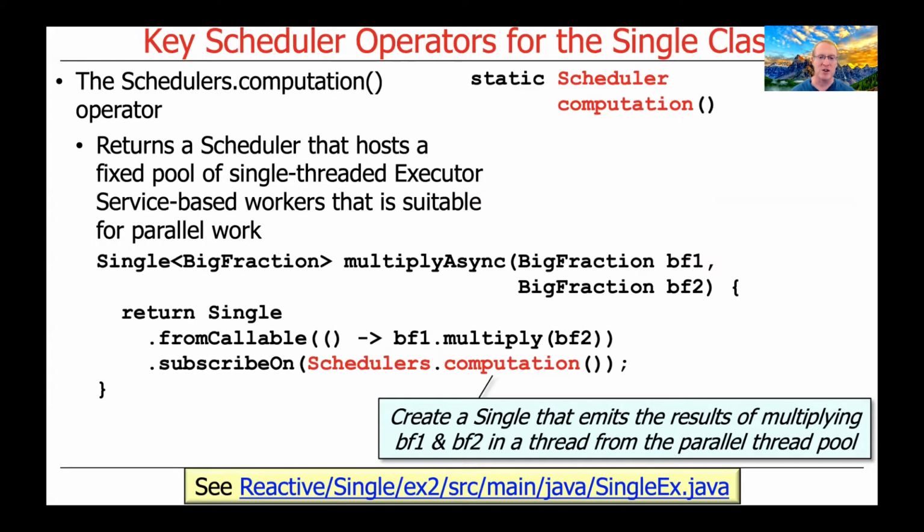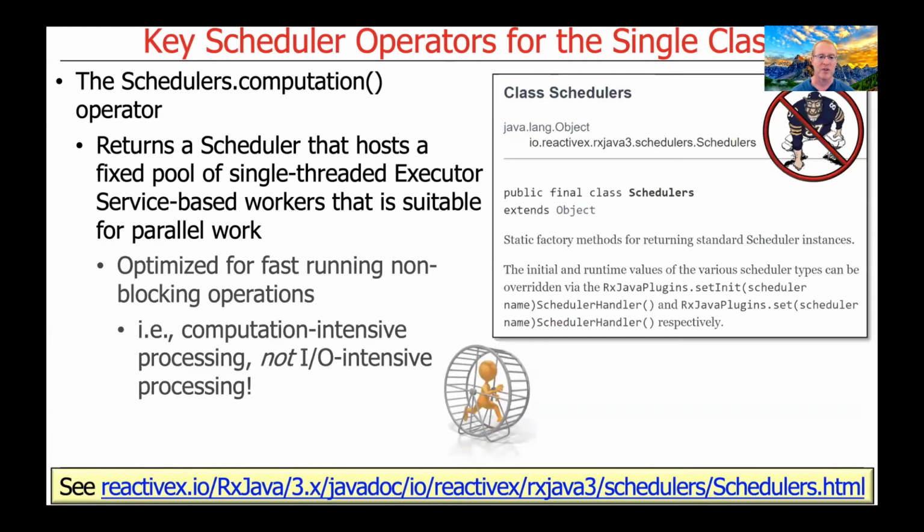We use the Single.fromCallable factory method operation to actually perform the multiplication of the 2 big fractions. And then we use the subscribeOn operator in conjunction with the Schedulers.computation factory method to ensure that that computation takes place in that particular parallel thread pool.